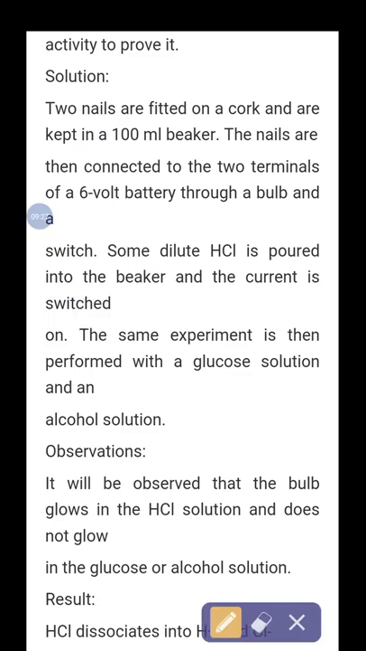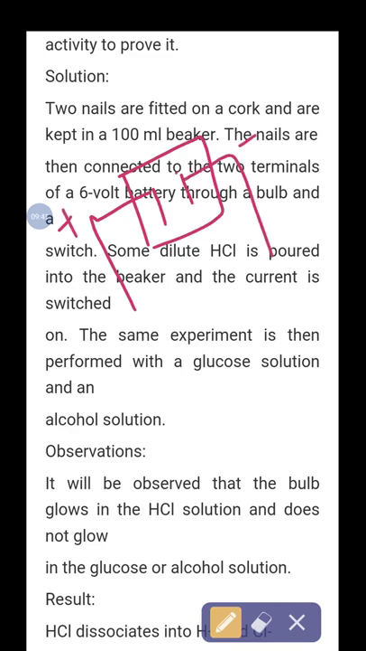Two nails are fitted in a cork. Take a cork, fit two nails, say this and this, connected to the terminals, plus and minus, of a 6-volt battery, through a bulb, I suppose this is the bulb, and a switch. This is the complete diagram of the circuit.